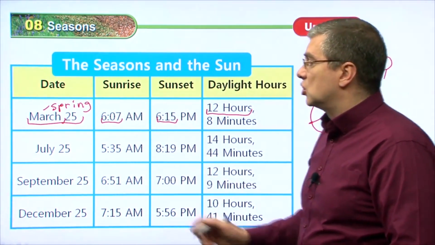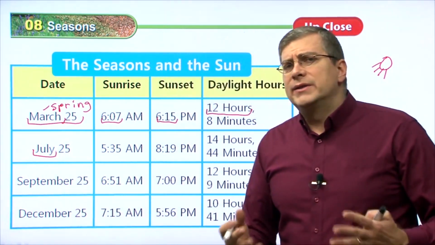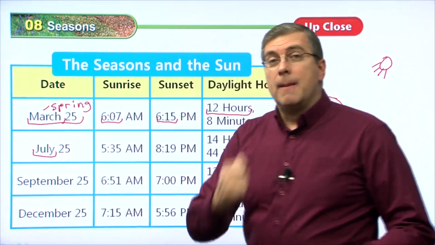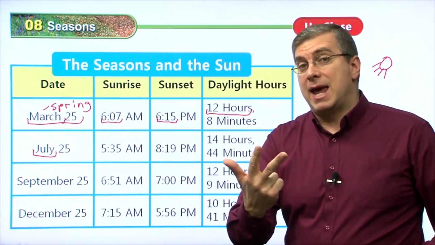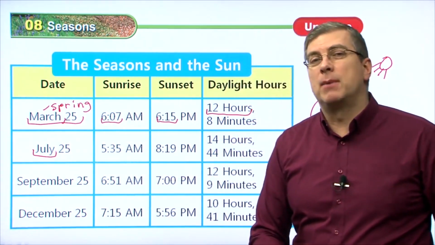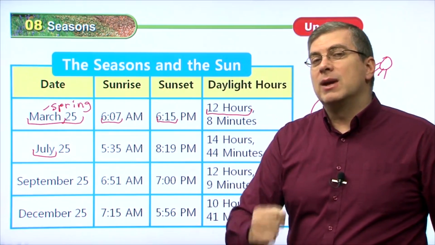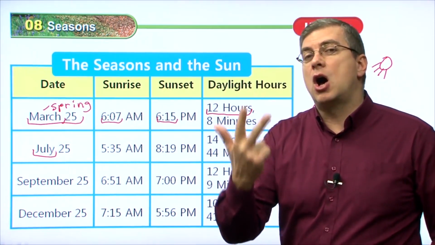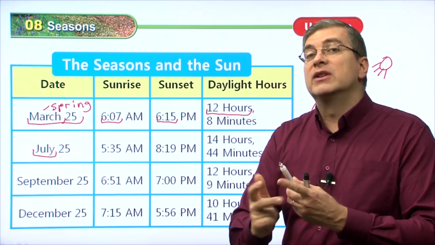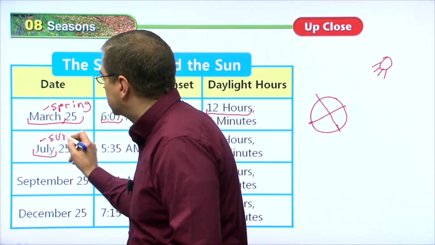Let's move on to the next one, July. July is another month. What season is July in? The months of spring are March, April, and May. Those are the 3 months for spring. What are the months for summer? After March, April, May, we have June, July, August. So July is the middle month of summer. So July belongs in summer.